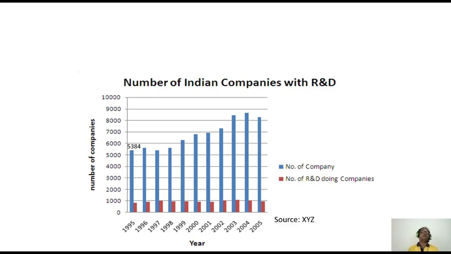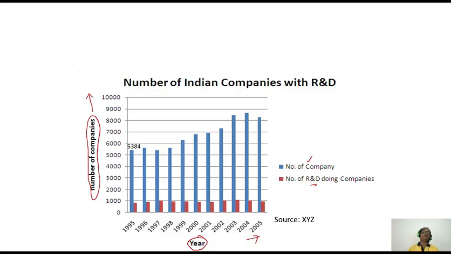So you see, this is a graph. Here you can see this side is the x-axis. This side we have the y-axis. The y-axis is representing the number of companies. So these are numbers, and these are different years, 1995, 1996, and these are the total number of companies doing research and development.